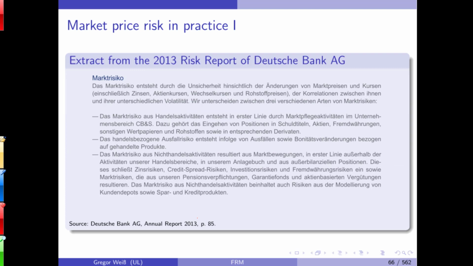If you don't remember the definitions of market risk, credit risk, and so on, just take the risk report of Deutsche Bank again. Deutsche Bank defines market risk in their risk report. Marktrisiko entsteht durch die Unsicherheit hinsichtlich der Änderung von Marktpreisen und Kursen. Market risk comes into existence by changes in market prices, including interest rates, stock prices, exchange rates, and commodity prices. Same definition as on the slide. Okay.